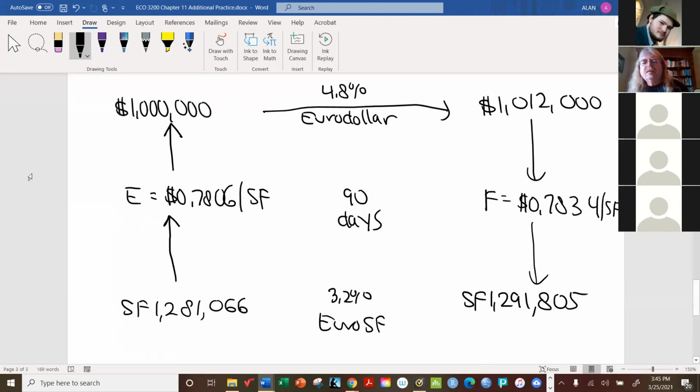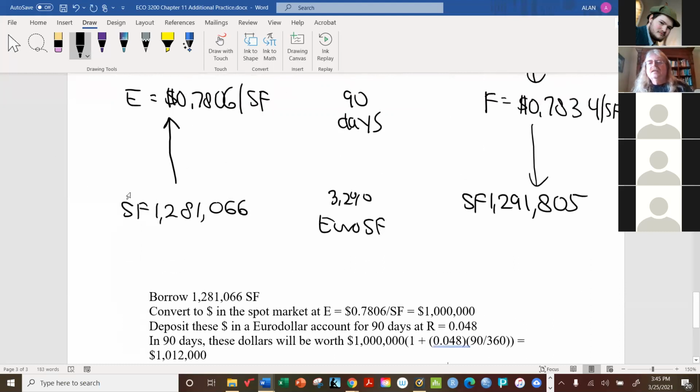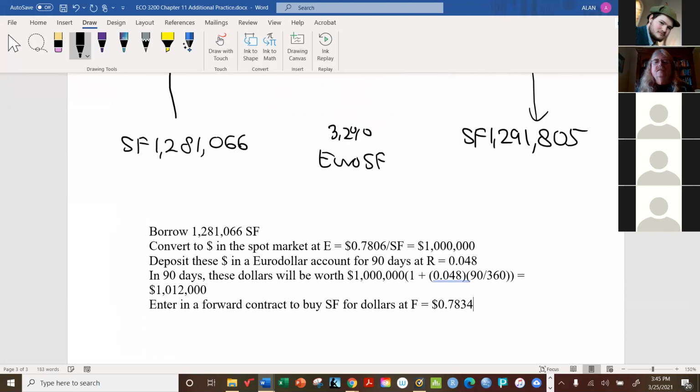So we will simultaneously enter into a forward contract to buy Swiss francs for dollars at F equals 0.7834.